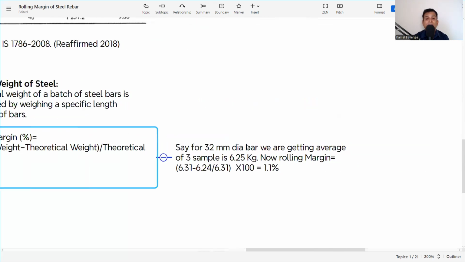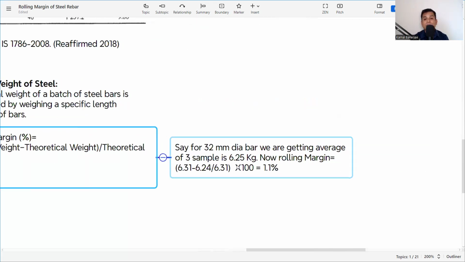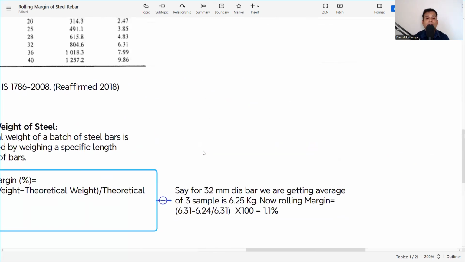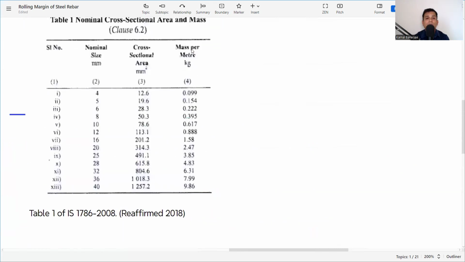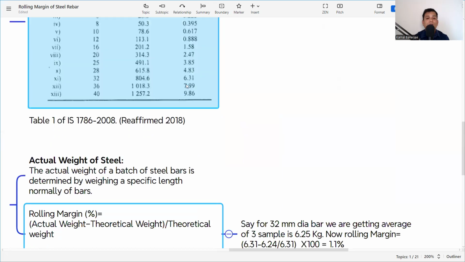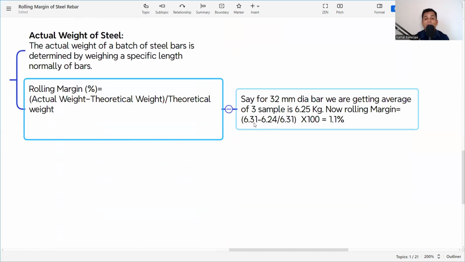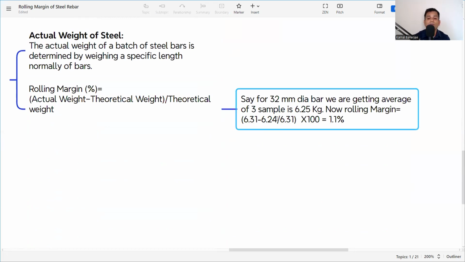Suppose for a 32 mm diameter bar, the average of three samples is 6.24 kg. What will be the rolling margin? The theoretical weight for 32 mm is 6.31. So the rolling margin is the theoretical weight, 6.31, minus the actual weight, 6.24, divided by the theoretical weight, 6.31, into 100.